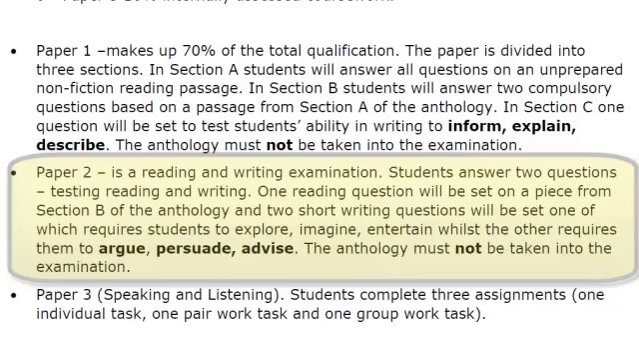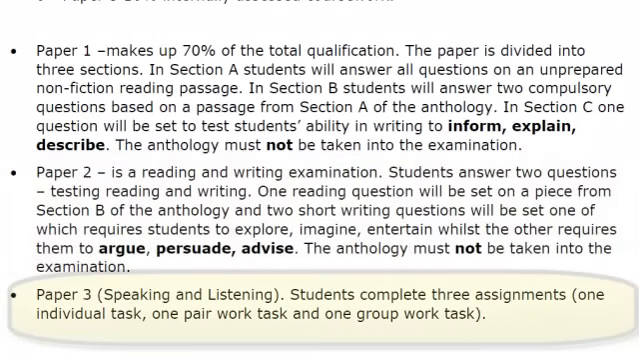Now the anthology, you're not supposed to take the anthology into the exam. However, in the questions, they do give you copies of the poems or the stories that they're referring to, so you don't need to worry about memorising every last bit of the anthology. The final part is paper 3, and that's your speaking and listening tests, which will be carried out in school by your teachers.